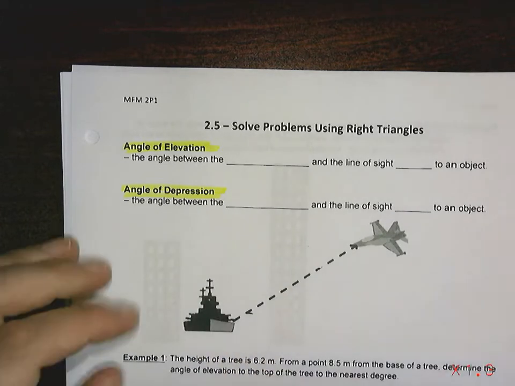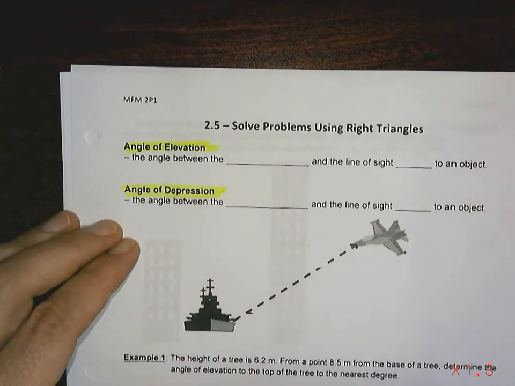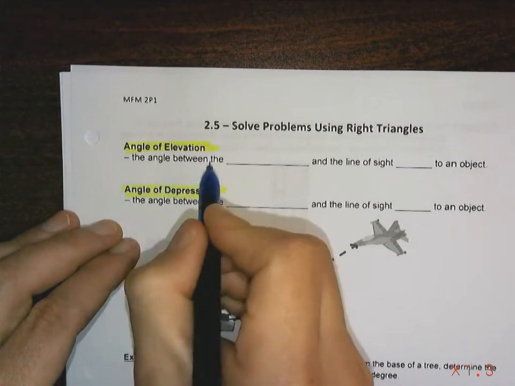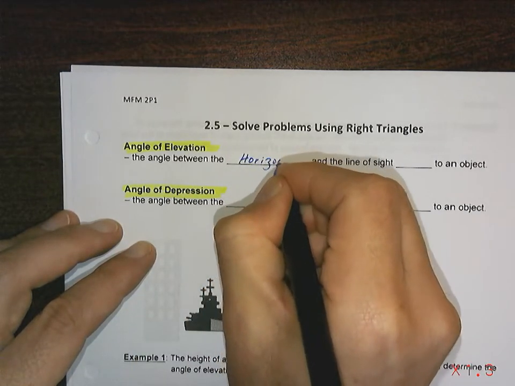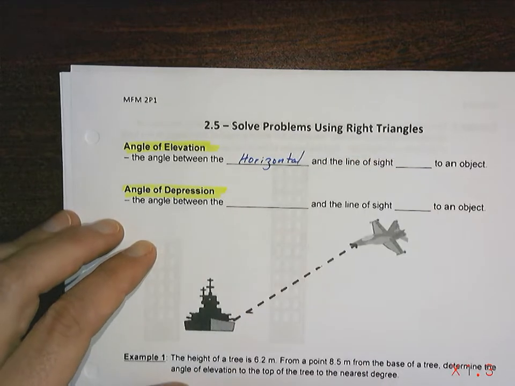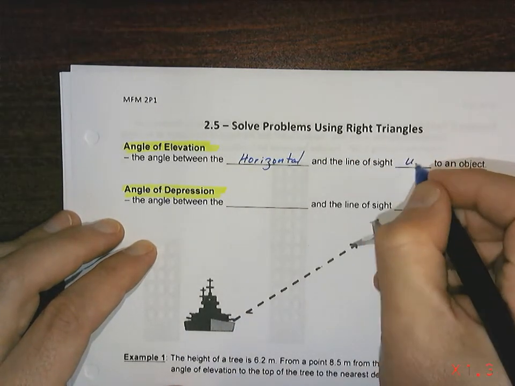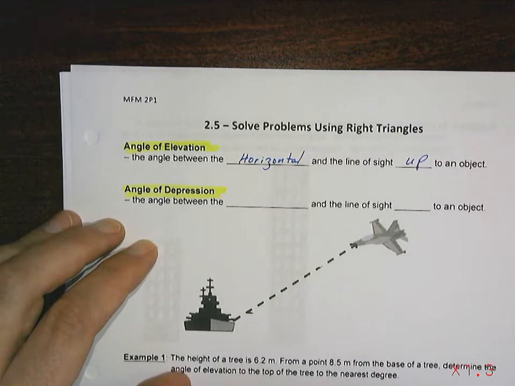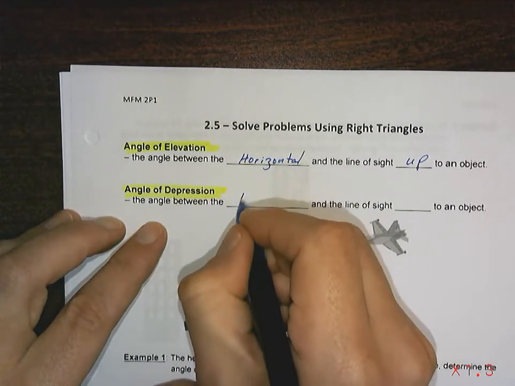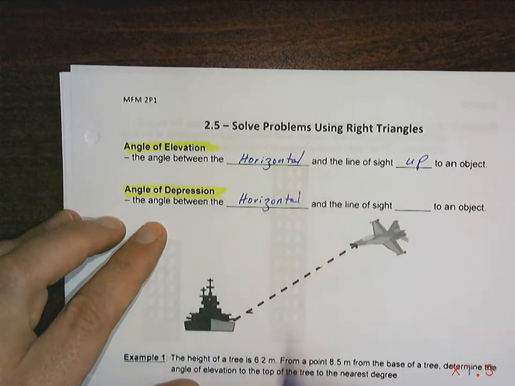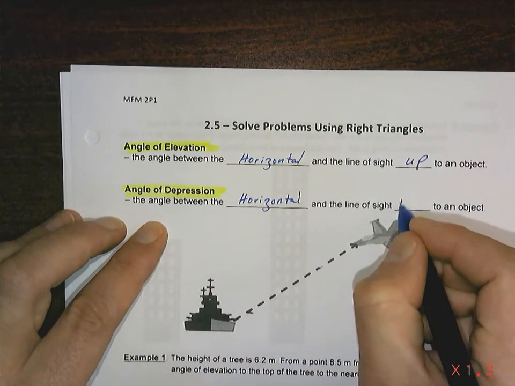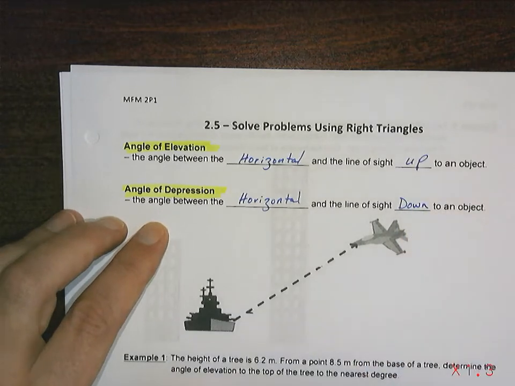So, angle of elevation, by definition, we're going to say the angle between the horizontal and the line of sight up to an object. And the angle of depression is going to be the angle between the horizontal and the line of sight down to an object.